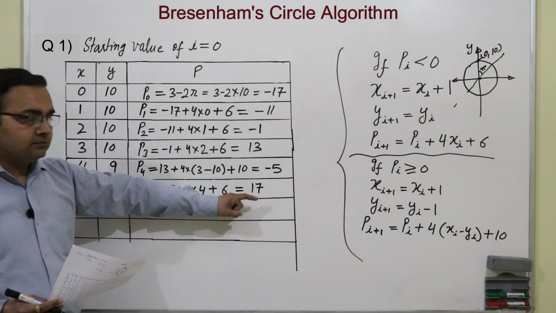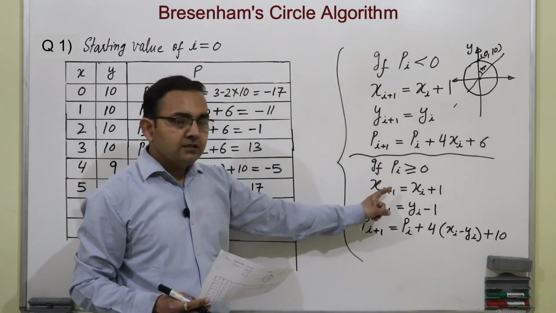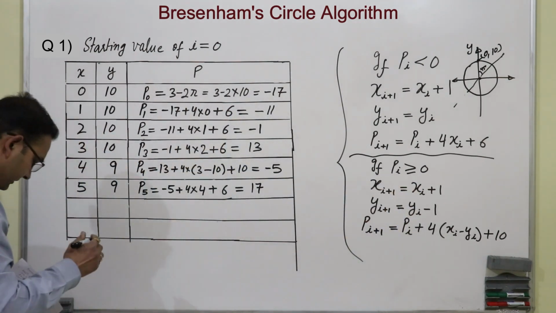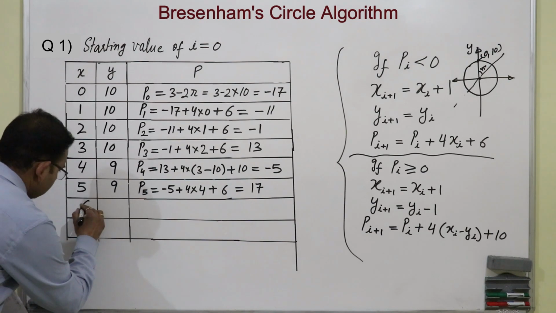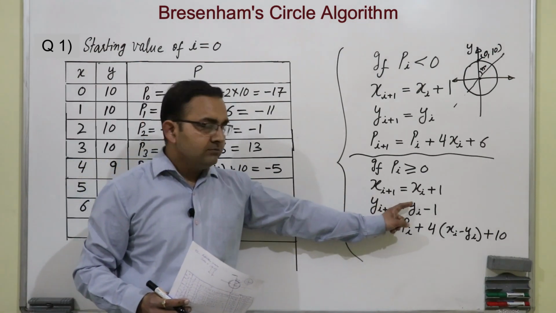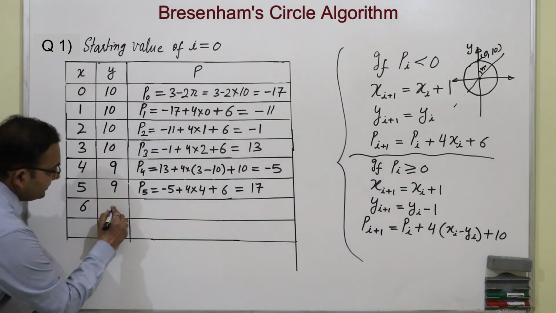Now, it is positive, Pi greater than or equal to 0. So, xi plus 1 equals xi plus 1, which will be 6, and yi plus 1 equals yi minus 1, which will be 8.